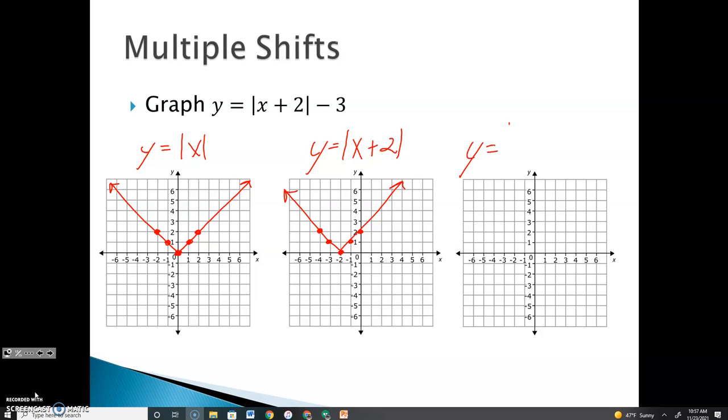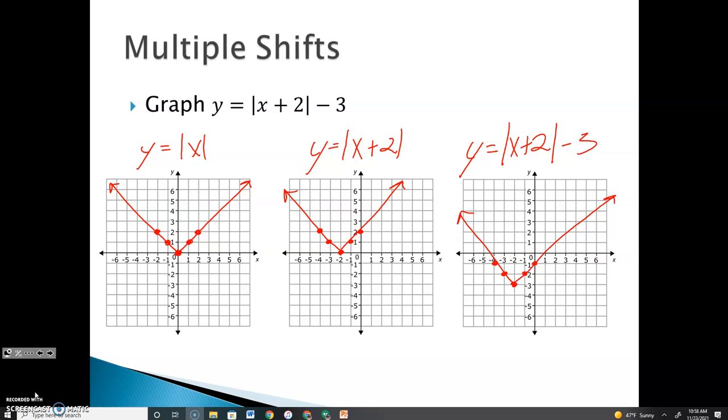And then the last thing that we have here is this minus 3. Now that minus 3 is on the outside. It is not inside of the absolute value function. So outside causes a vertical change, which means that this is going to move down 3 spots. Okay, so that's our first example that we have there.